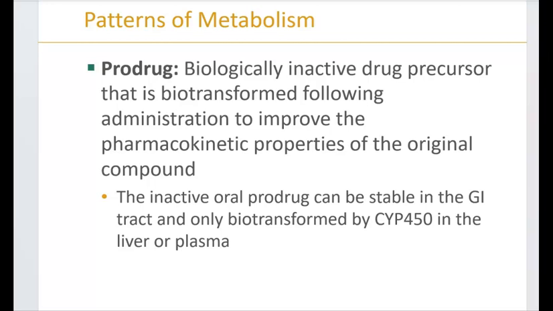CYP2D6 metabolizes codeine into morphine, which is 12 times more potent of an opioid. Hydrocodone is metabolized to the more potent opioid hydromorphone by CYP2D6 as well. But about 7% of the white population lacks CYP2D6 activity.